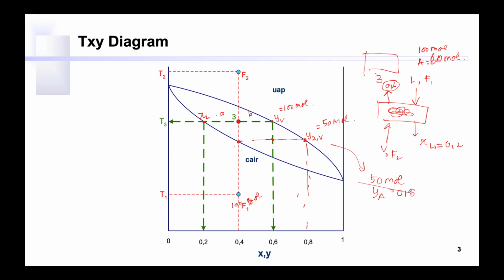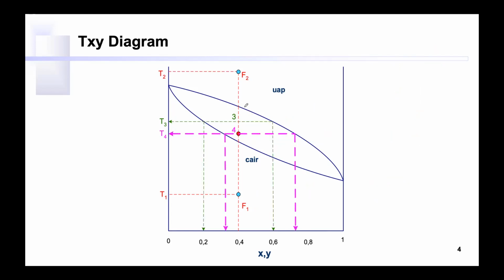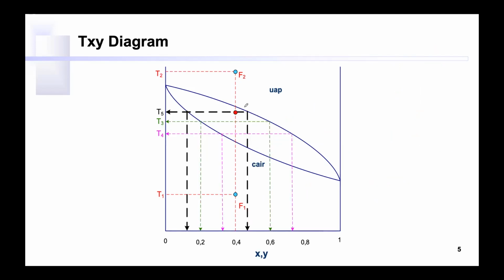Yeah, 0.8. And then here I have a purer component A, but my amount would be less, from 200. So it's only 50 mole. Okay, and then we can do that again. So we can do some more.